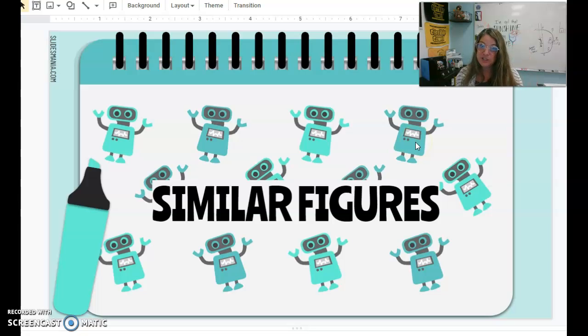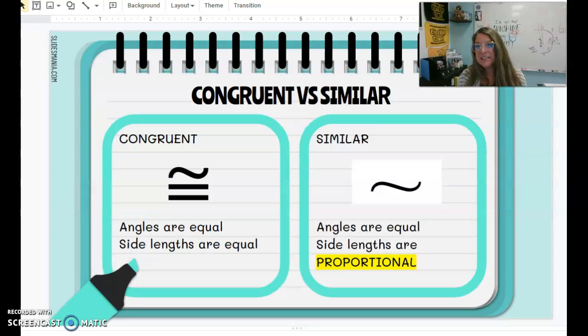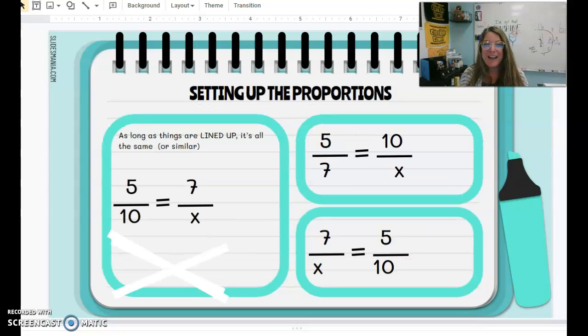So there are some features about them that are the same, but there are some features that are also different, okay? And that's what the difference is between congruence and similar, okay? So with the shapes and the things that we're going to be doing in geometry, again, all of the angles are the same, but their side lengths end up being proportional, and that's what we're going to be talking about. Probably the hardest thing that you're going to have to do is just setting up those proportions.